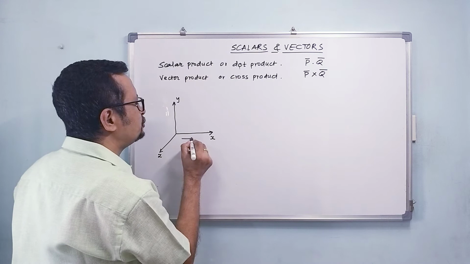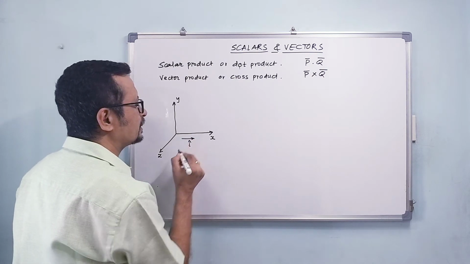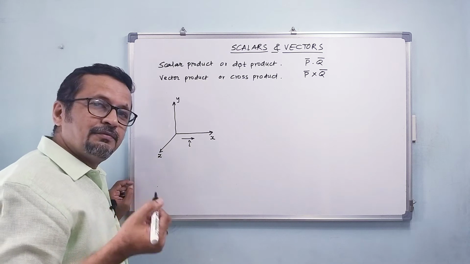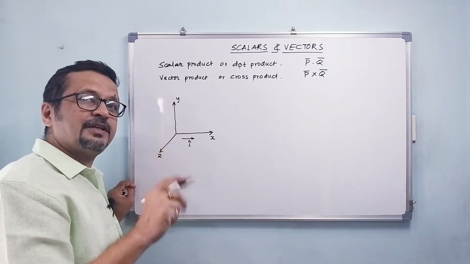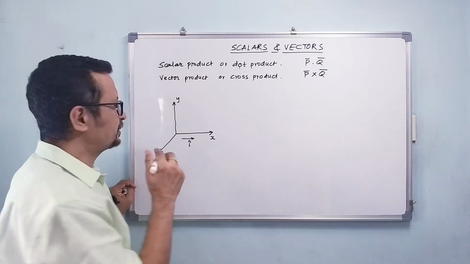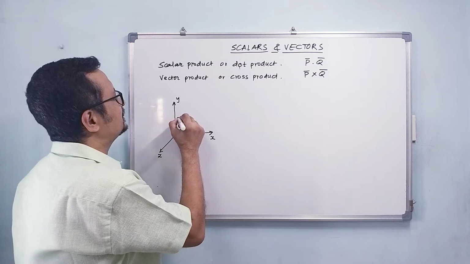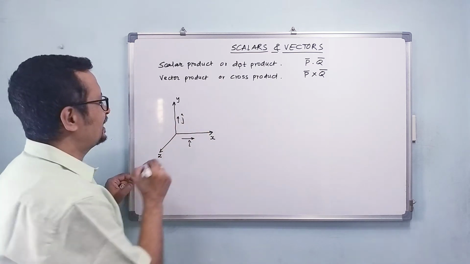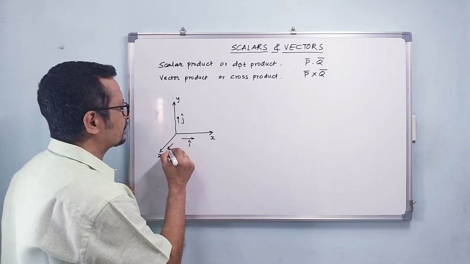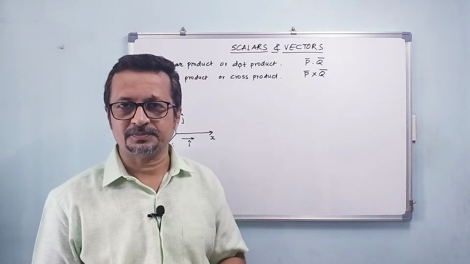I call the unit vector along the x axis i cap. Why cap? When I have a cap above a vector, that means it has a magnitude equal to 1 unit. So i cap is a unit vector along the x axis, j cap is a unit vector along the y axis, and k cap is a unit vector along the z axis.